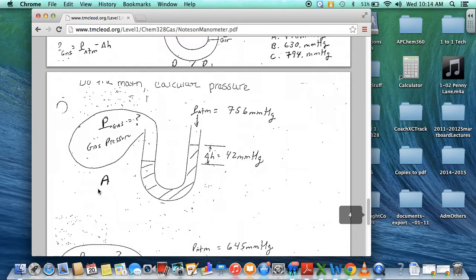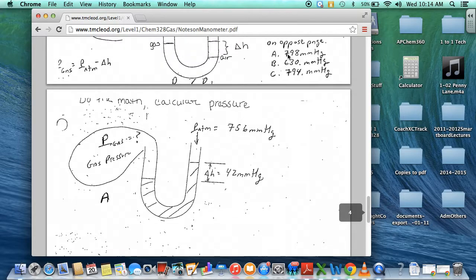So here's A. You have a gas contained in here. You want to know what the gas pressure is, and you have atmospheric pressure here. And what you see is that this level is lower than that level, which means that this pressure is greater than that pressure. By how much? Well, the difference in the two heights. If the atmospheric pressure is 756 millimeters of mercury, and the difference in height is 42 millimeters of mercury, and the pressure of the gas is greater than the atmospheric pressure, you need to add them. And when you add them, you get 798 millimeters of mercury. So that's the pressure of this gas.